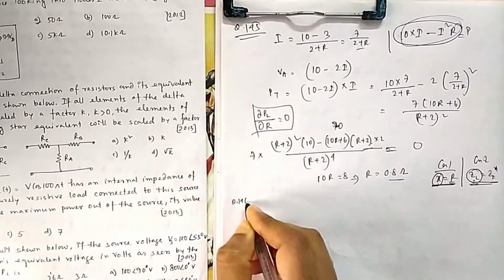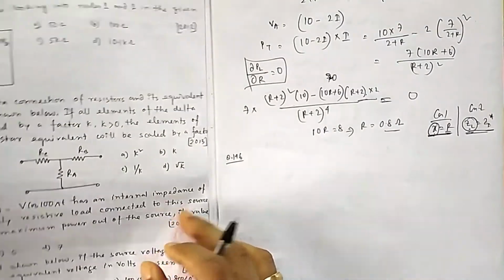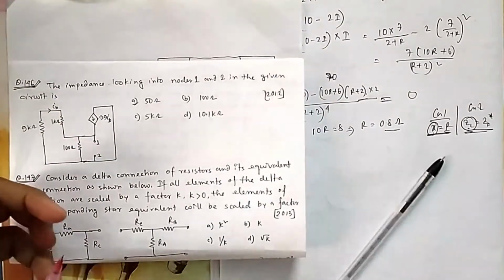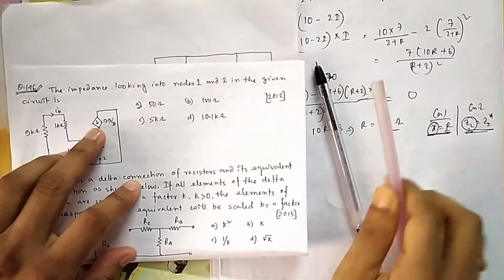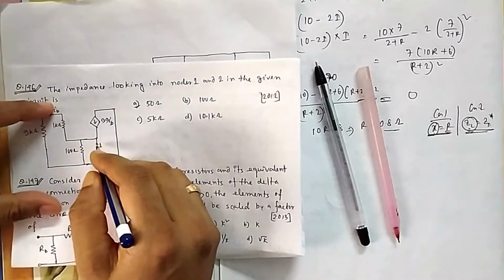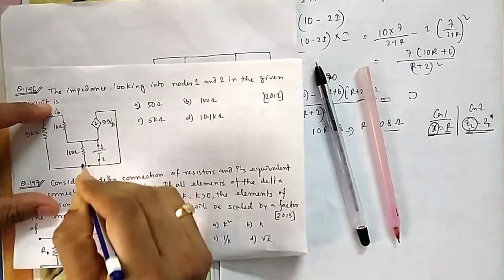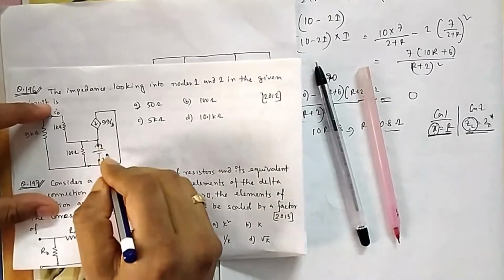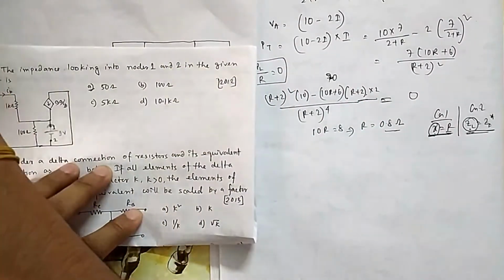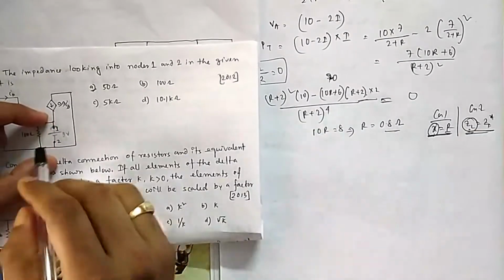Okay, in question number 146, what they have asked: the impedance looking into the nodes 1 and 2 in the given circuit. So again, if you see, this circuit is involving a dependent source. So if you have a dependent source, you cannot directly kill it. So for that purpose, we will connect a 1 volt source here, and we will see how much current it is taking. We will calculate the current that is coming out of it, and then that current divided by voltage is the resistance it feels through these two terminals.